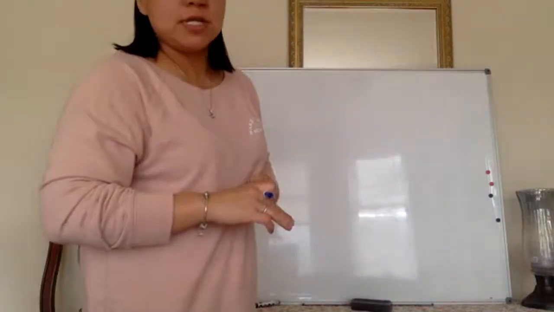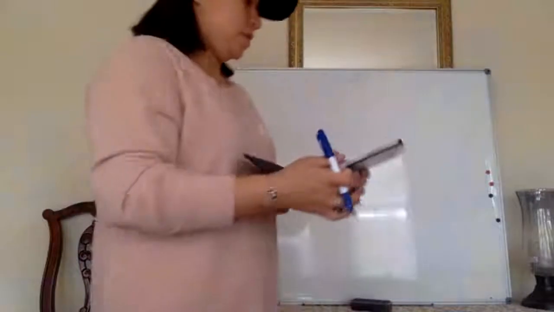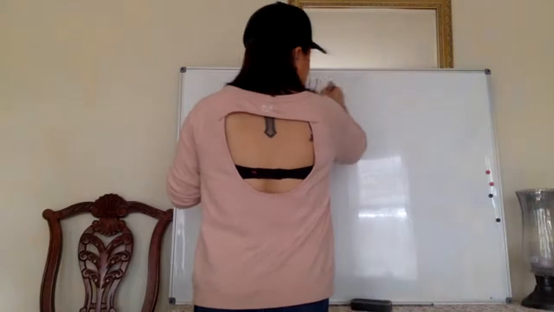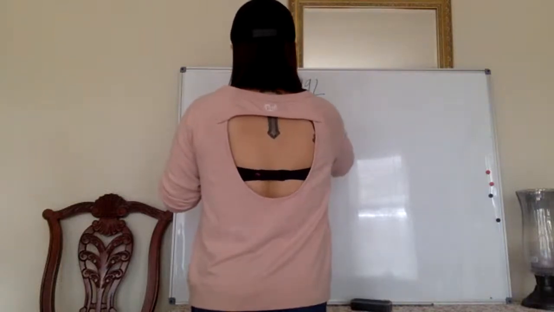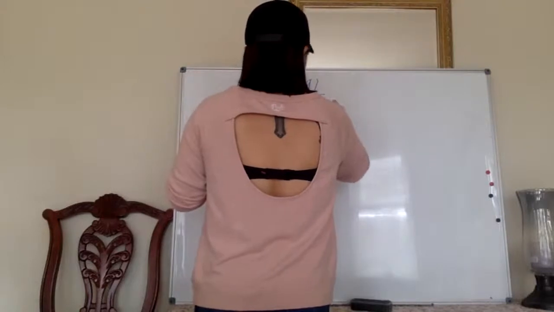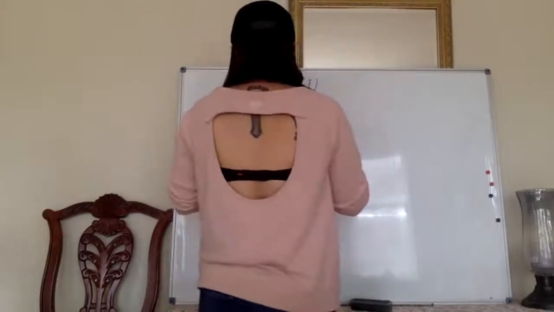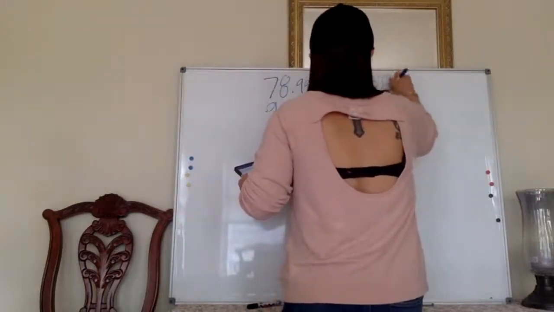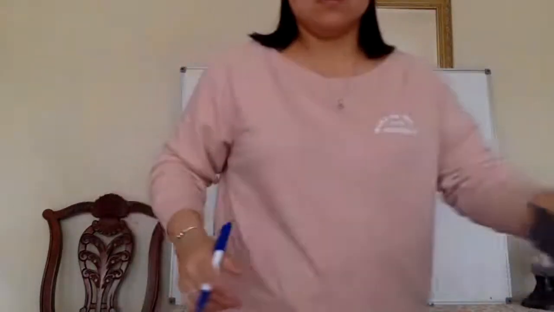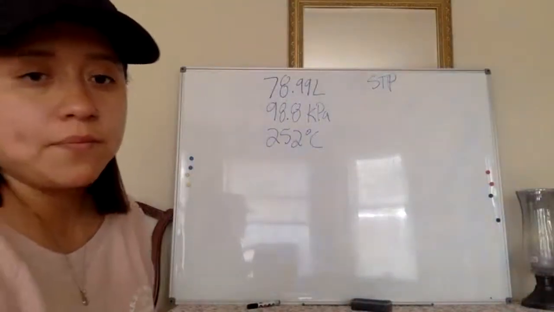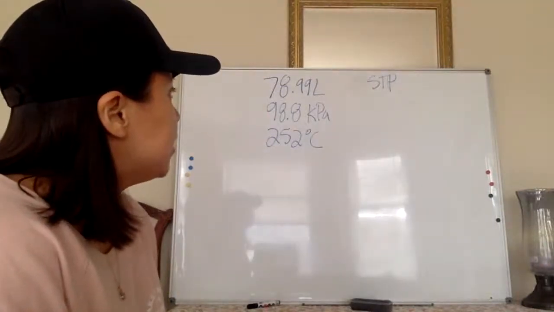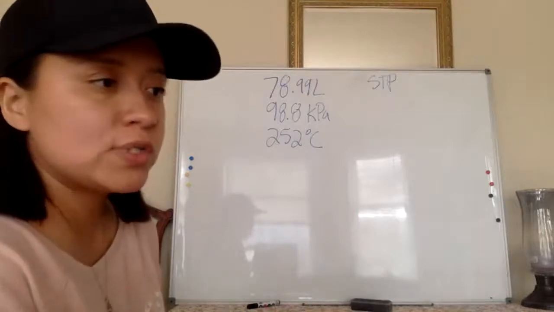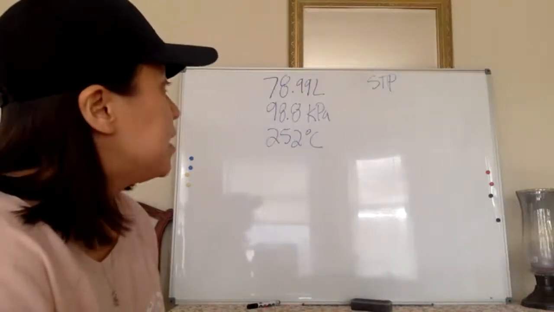Okay, so 14. Let's look at that one. So we have 78.99 liters, 98.8 kPa, 252 Celsius, and then we have STP. Okay, so 78.99 liters, 98.8 kPa, 252 Celsius. All right, and then what would be at STP?